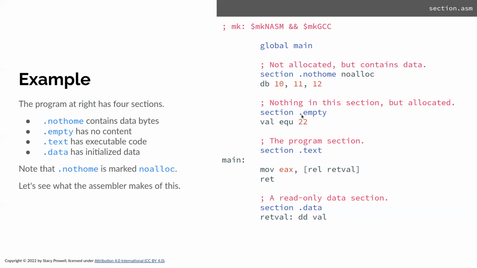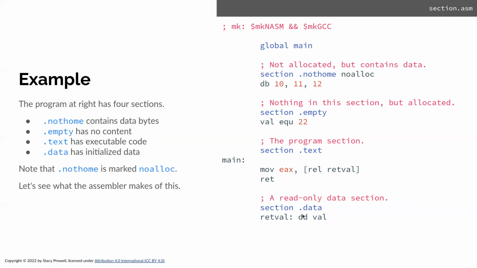There's nothing in this next section, but it is allocated. So here I have a section called .empty, and I define a constant. Defining a constant doesn't use up any bytes, so really this section has nothing in it. It's literally empty. Here's my program section, section text. It contains a really super complicated piece of code. It takes the return value and puts it in EAX. What's return value? That's down here in the data section.